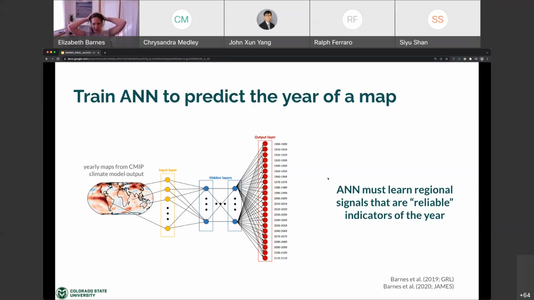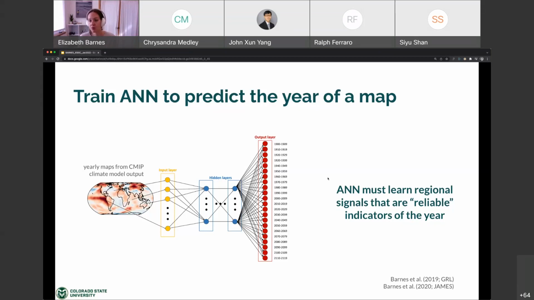Now, if you think about how in the world the network is going to predict the year from a map? Well, if I were to give you a map that had red all over it, if it was temperature, you would say, ooh, it's really hot. It must be later in the 21st century, right? When CO2 continues to cause our atmosphere to warm. If it doesn't look very hot at all, you might think, hey, it might be earlier in the 20th century, before climate change has really ramped up.